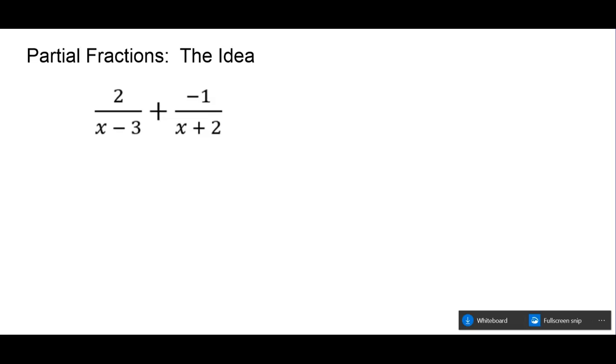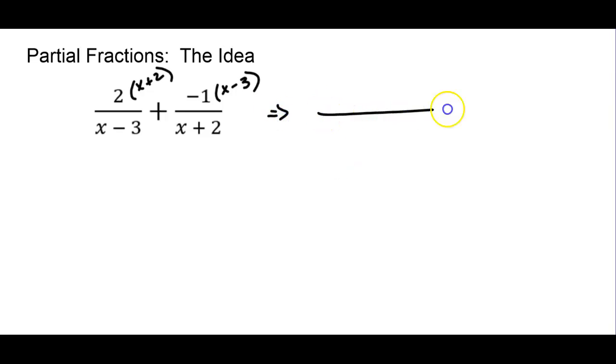So the idea is get a common denominator. You're going to multiply by x plus 2 here, and you're going to multiply by x minus 3 here, and then that's going to give you the common denominator, x minus 3 times x plus 2. And this is how we add rational expressions.